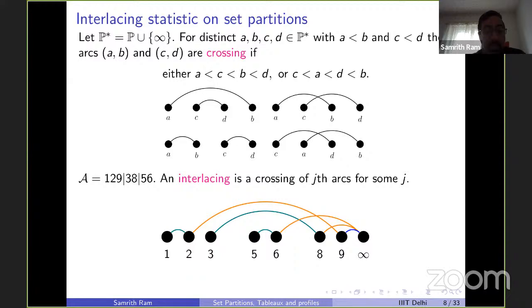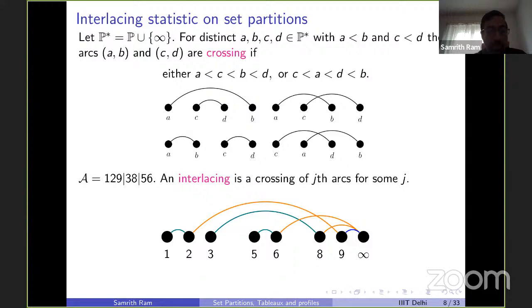So the second arcs are indicated in orange here. That will correspond to 2, 9. For each of the other blocks, since there are only 2 elements, after 8 you add the point infinity, and that gives you the second arc. Similarly, 5, 6, infinity. So the second arcs are 2, 9, 8, infinity, and 6, infinity. Those are all indicated in orange.